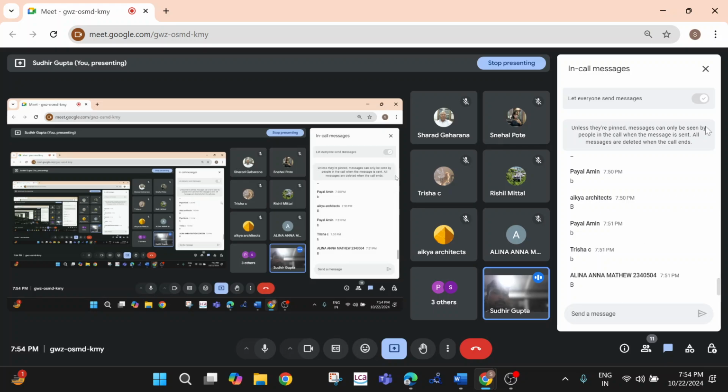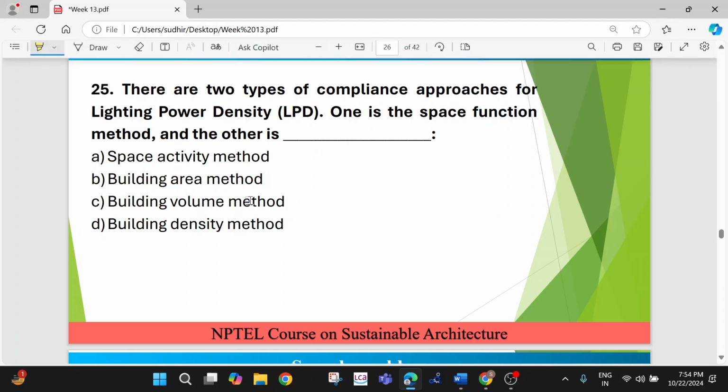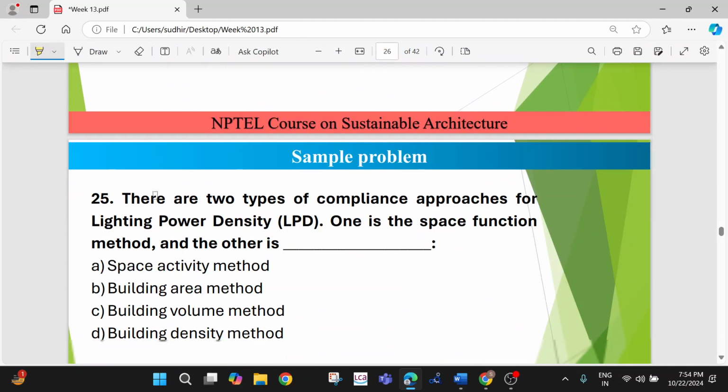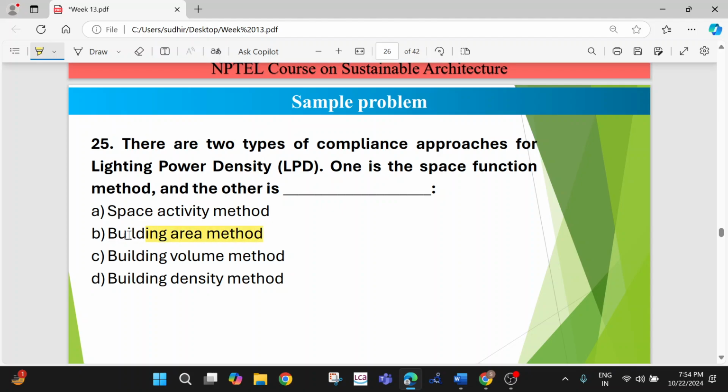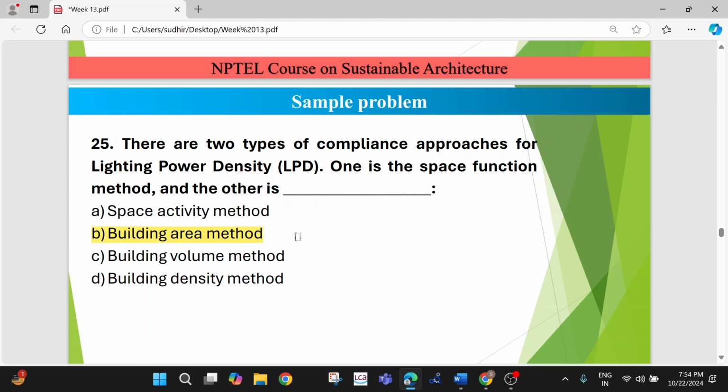Yeah, all of you have answered B. So B is the right answer. Building area method is another method apart from the space function method, which is used for the compliance approaches for the lighting power density. Fine. So let's move to the 26th question then.